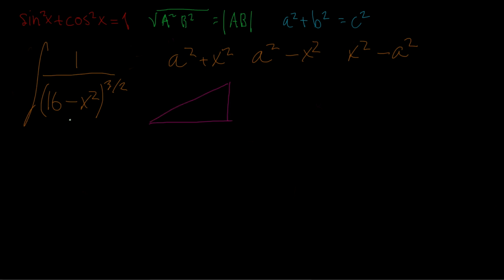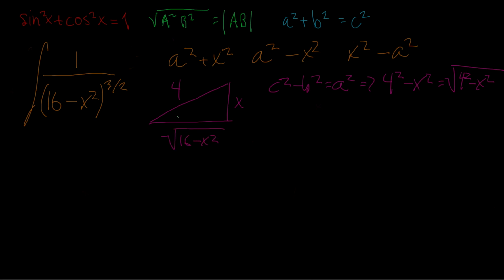So this form right here, just like last time, looks similar to c squared minus b squared equals a squared, which means that our c is just going to be 4, and our b is just going to be x, and our a is going to be the square root of 4 squared minus x squared. And we can draw that into our triangle right here. So I'm going to put my x right here and my 4 right here and the square root of 16 minus x squared here.